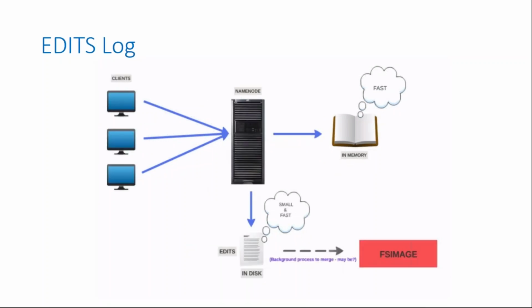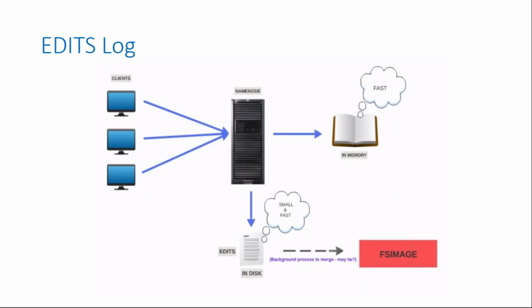A solution comes in the form of the edits log. The edits log is a smaller file. Whenever there is a change, such as creating a new file or updating a file, it will be recorded in the edits log first. But this is a really small file, so it would be a little faster than actually writing to the FS image file.